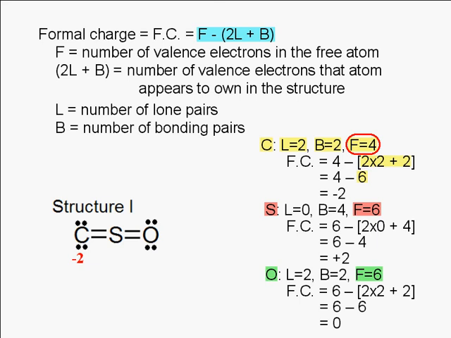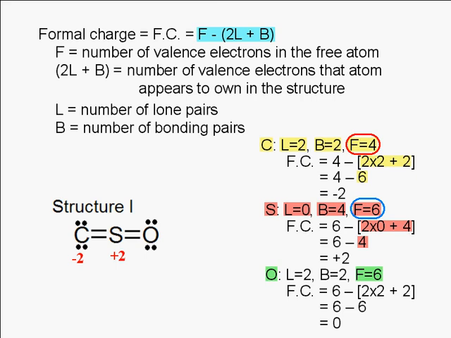Let's move on to sulfur. It has no lone pairs, and it has 4 bonding pairs. Therefore, the sulfur atom in this structure appears to own 4 electrons. 2 times 0 plus 4 equals 4. As mentioned earlier, a free atom of sulfur has 6 valence electrons. Therefore, the formal charge of sulfur is 6 minus 4, or +2.